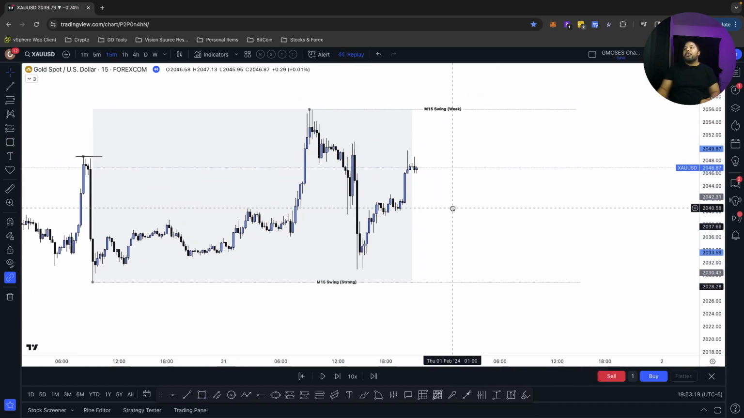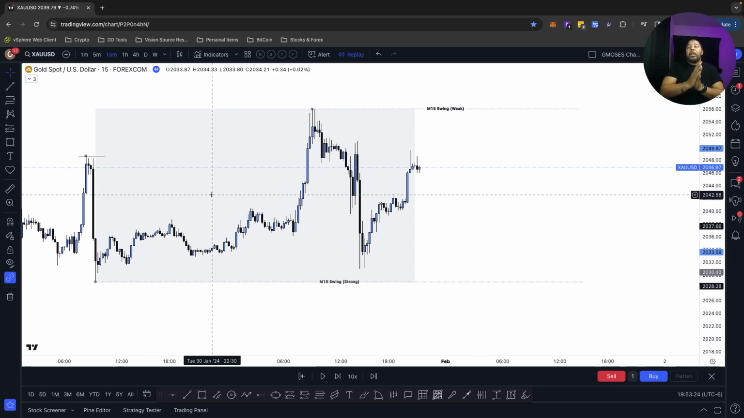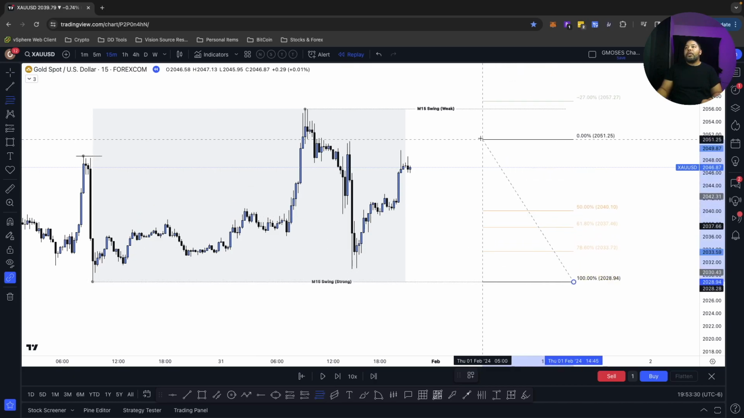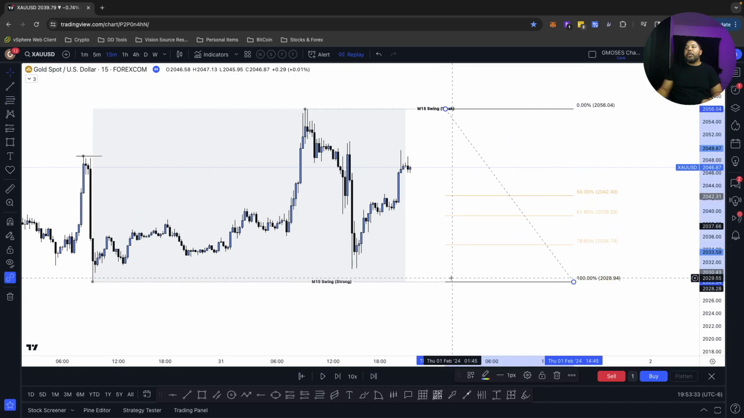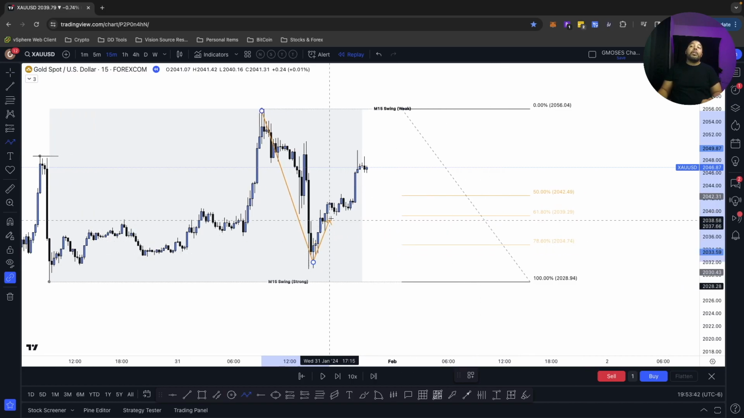Okay, so we understand that everything within this area here is considered internal structure, noise, and all of that kind of thing. Okay, so now let's look at premium and discounted pricing. Utilize our fibs, take it from the swing low to the swing high, and we can see that price already came down to our discounted area. So now we possibly already missed a move.